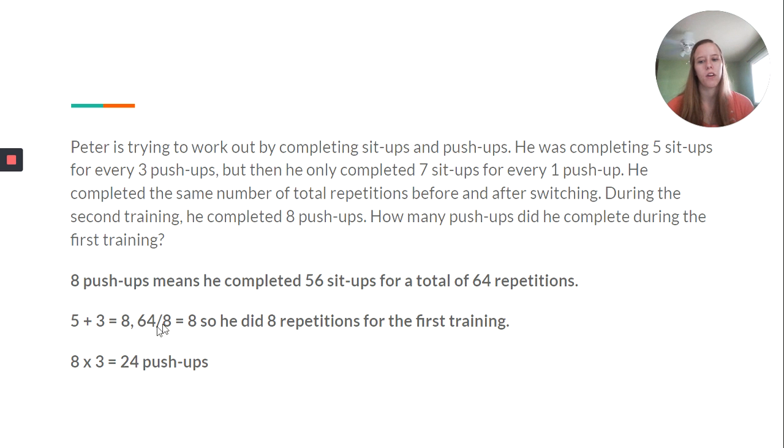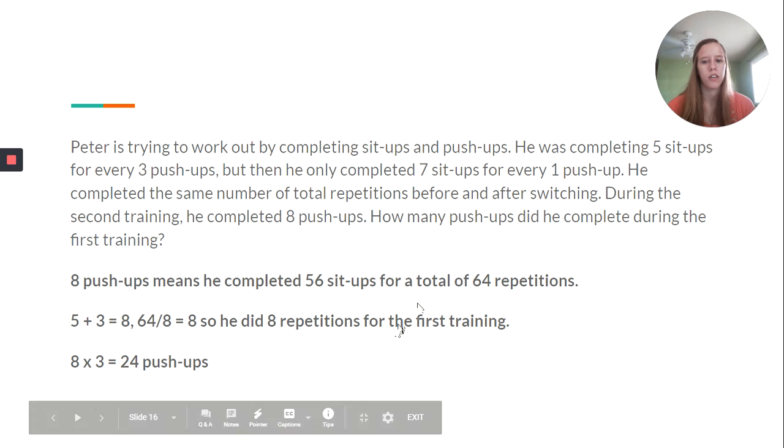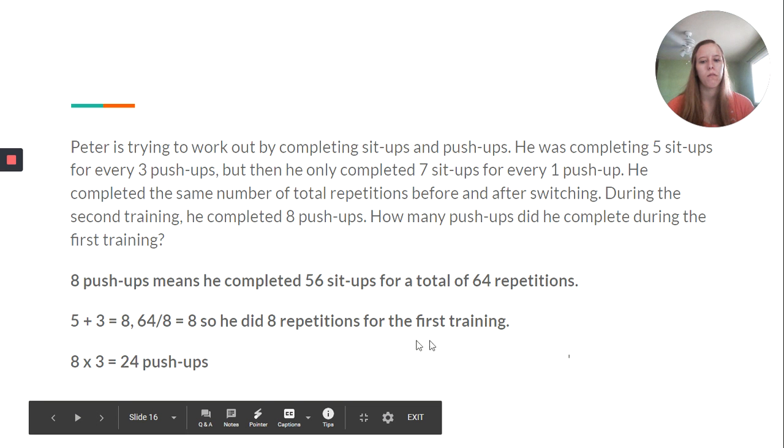We take 64 divided by 8. He did 8 there too. So 8 total repetitions for the first training. So to figure out how many push-ups he did, we take 8 times 3, which equals 24. So 24 total push-ups.